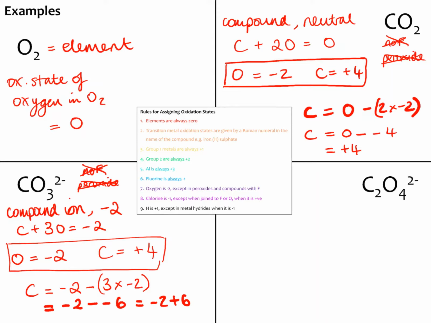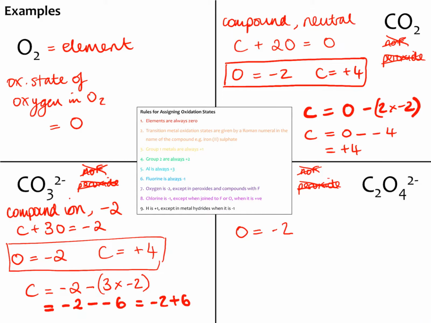Our final example is C2O4 2-. There's no rule for carbon, and there's no F, and this is also not a peroxide. You will always be told if it's a peroxide, it will have peroxide in the name. So again, we can work out that oxygen has to be -2.